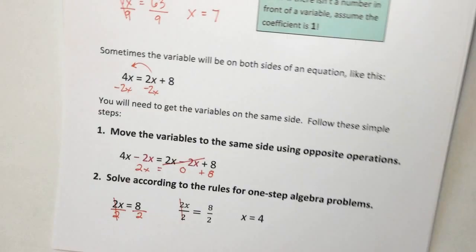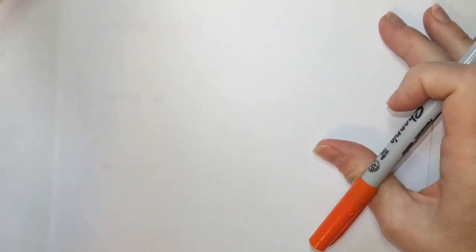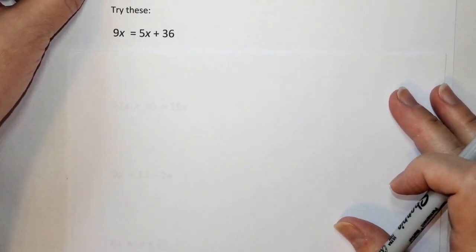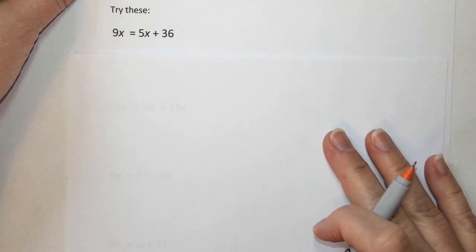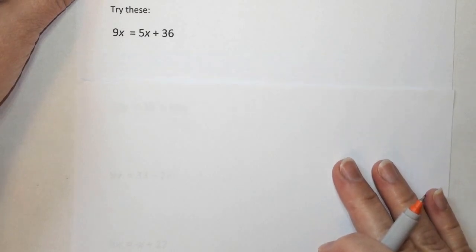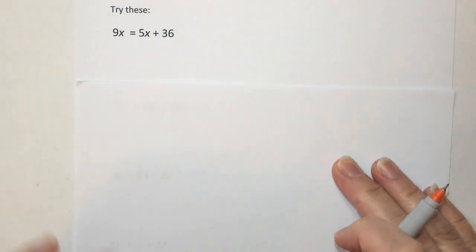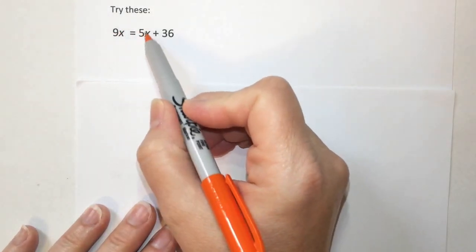All right, on the next page, I've got some practice for you again. Again, you can either just go along with us or pause the video here and work them yourself. So try these. 9x equals 5x plus 36. This is similar to the problem that we just did. You'll notice you have 2 x terms. You've got a term on the left and a term on the right.